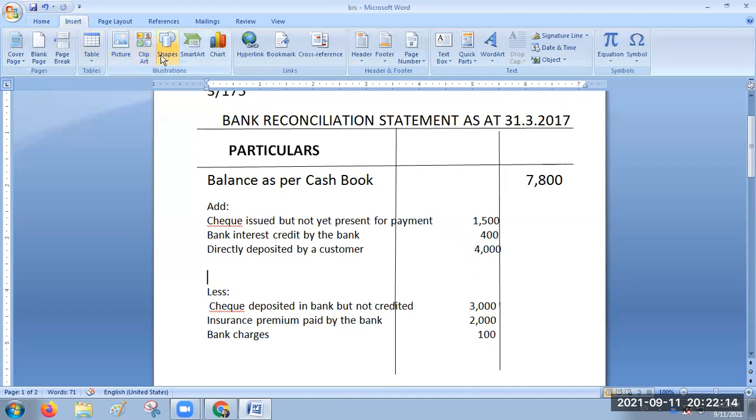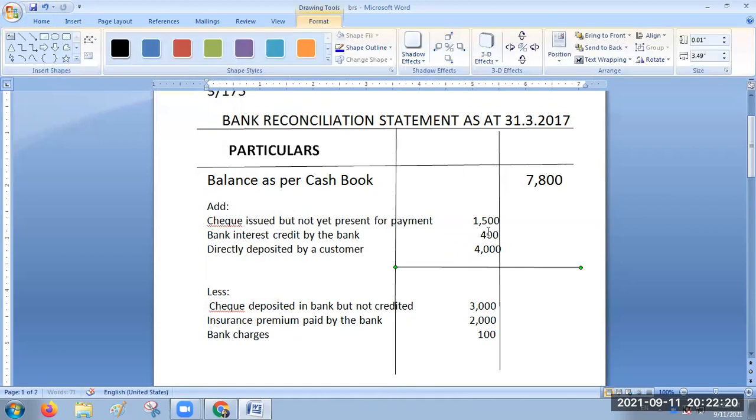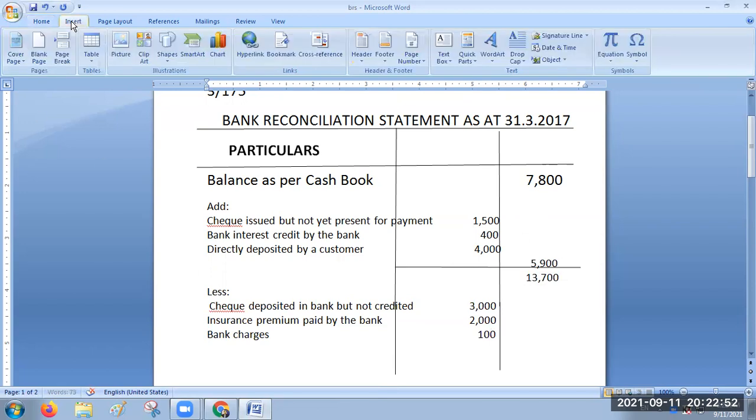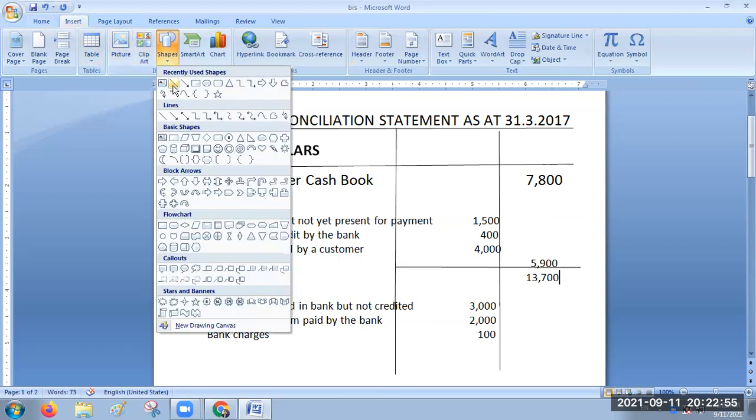What I have to do? It is 5,900 total. So 7,800 plus 5,900 will be, is it 13,700? You can check. 7 plus 5, 12. That is 700 will be there. 13,700. You can cross check. Yes, sir. 13,700. Okay.